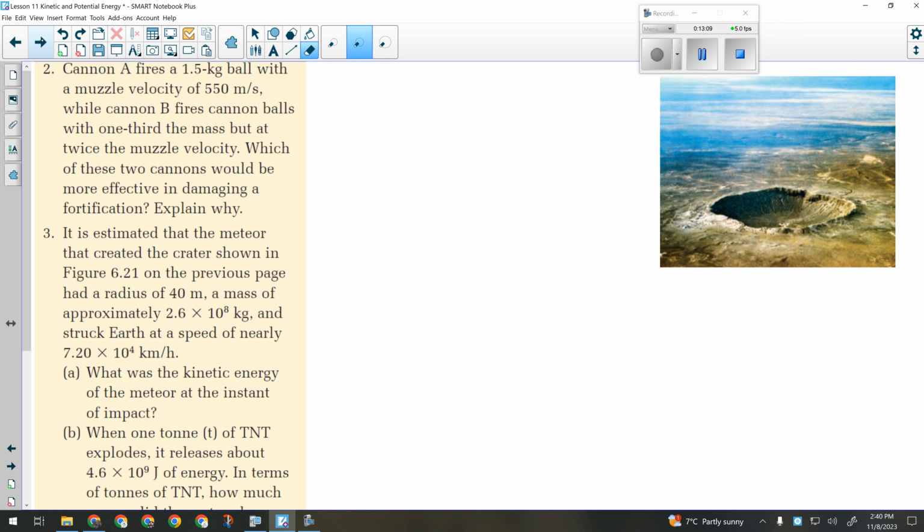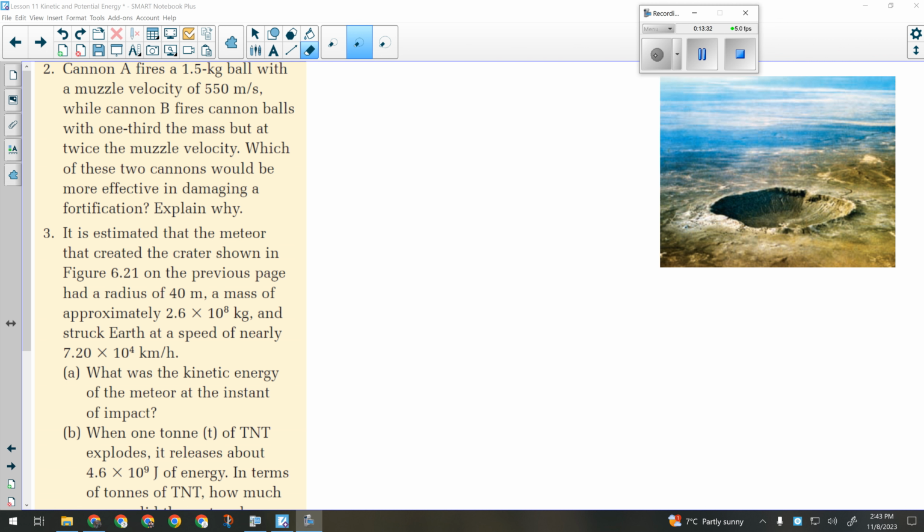So what's better? A heavy ball moving at 550 meters per second, or a lighter ball, 1/3 the mass, moving at twice the velocity? I'll give you a few minutes. Maybe you want to calculate it, maybe you figure it out in your head, but I'll give you a few minutes on that.